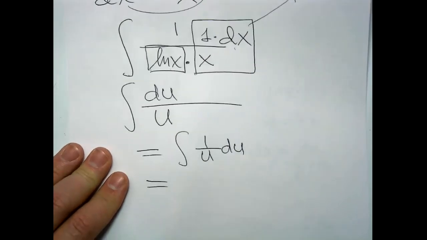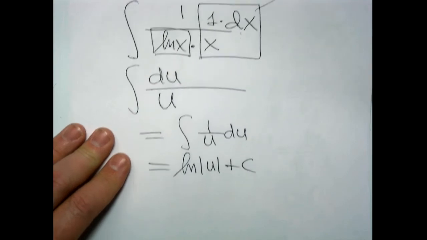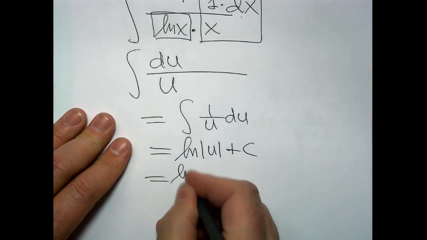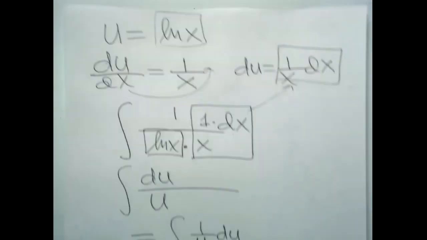The answer to the integral of 1 over u is the natural log of the absolute value of u plus a constant. And what was u to begin with? We go back and find out. We chose it to be ln of x.